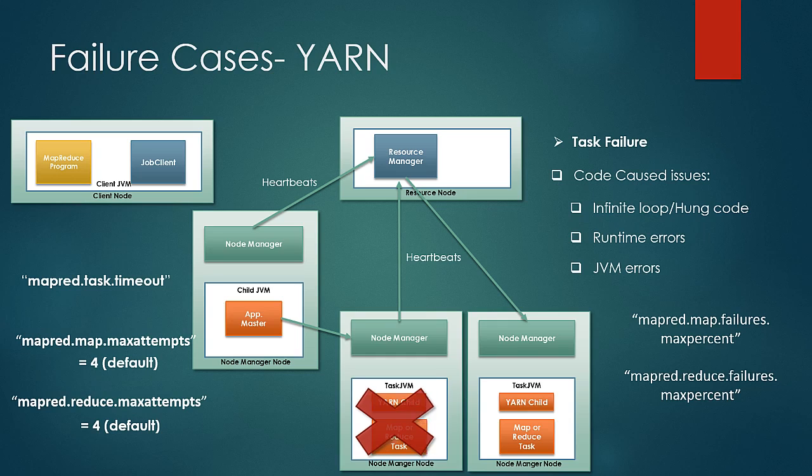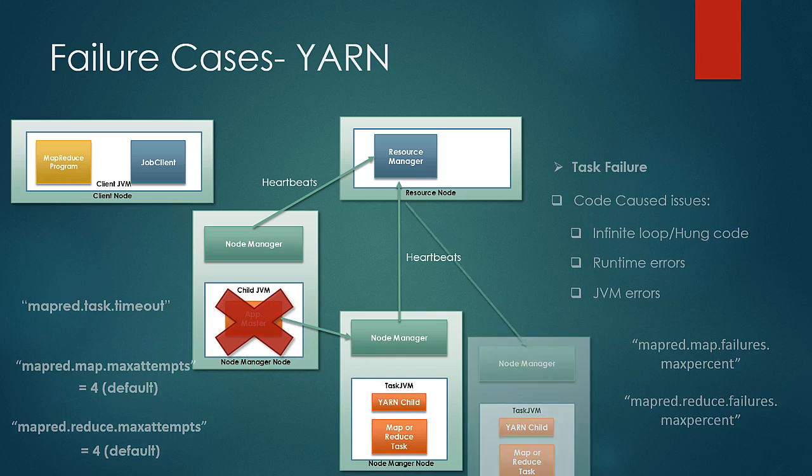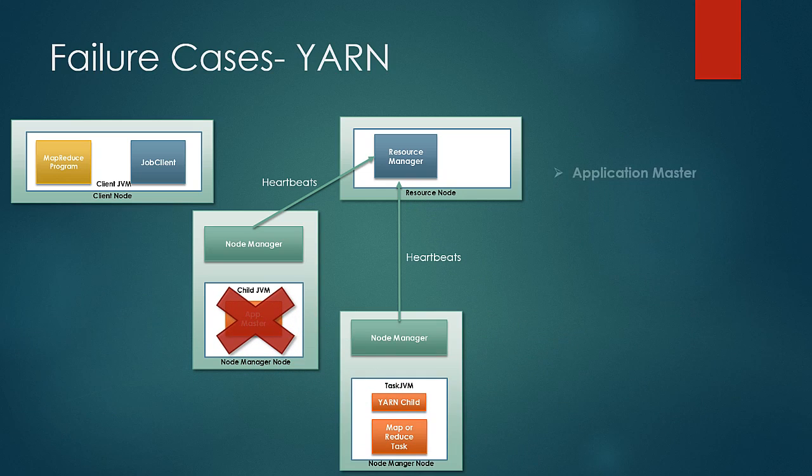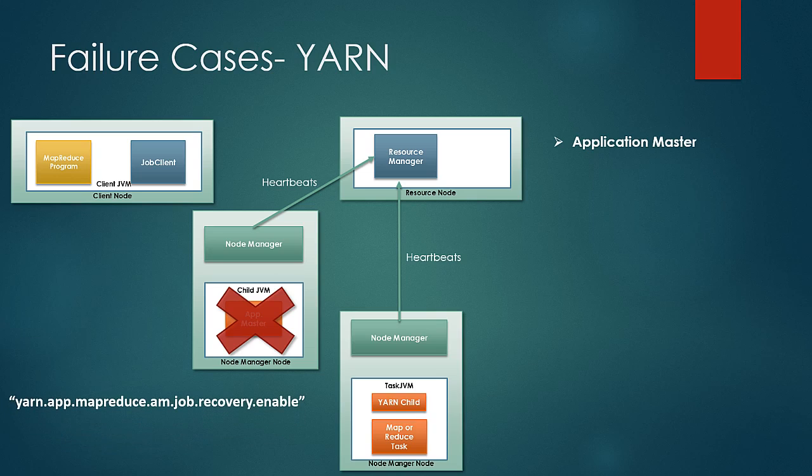Then comes the failure scenario of application master. In case the application master fails, the tasks that have run under it need not be resubmitted. They can be recovered. But by default, the recovery is not switched on. Property yarn.app.mapreduce.am.job.recovery.enable would be needed to be set for this feature to be turned on.